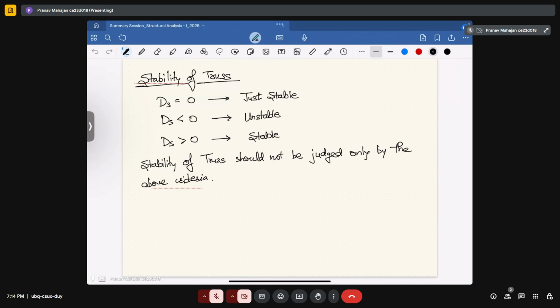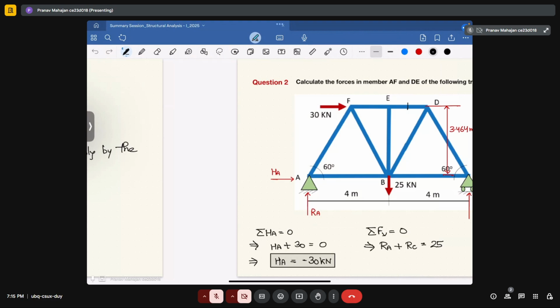When this DS is coming out to be greater than 0, it is stable, and when it is less than 0, it is unstable. But this criterion will give you one value, and you can't directly use this value as a concept. You have to see for yourself also, when you place the load in that particular situation, will the truss be stable or not? That will also define, because sometimes the mathematical equation will give you the value that will be stable, but in actual it should not be stable. Okay. So let's see one of the problems.